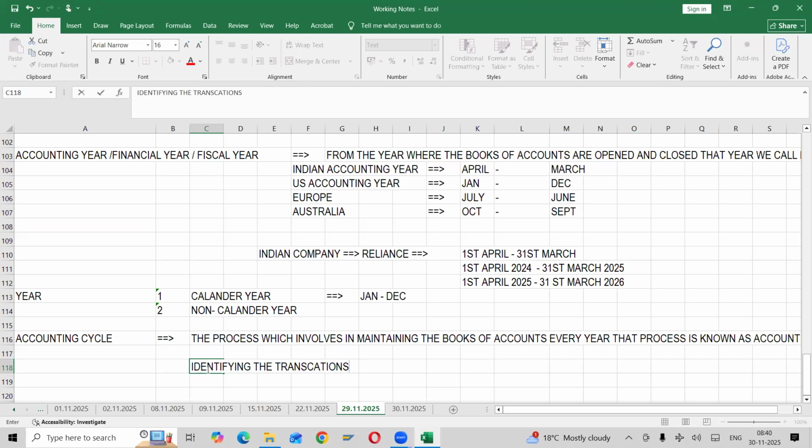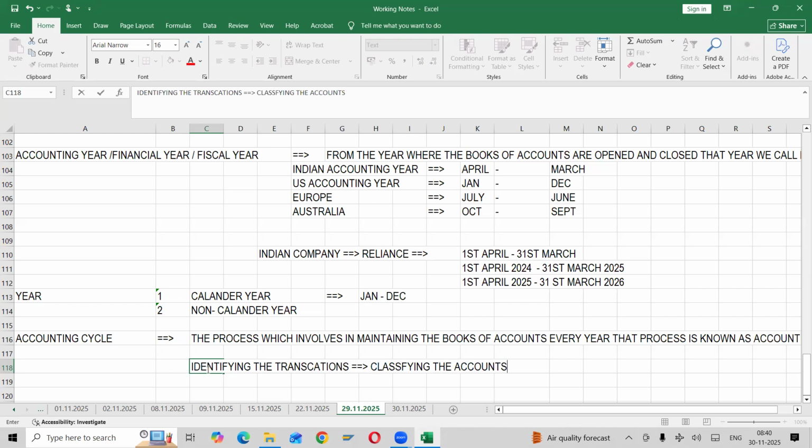After identifying the transactions, next, those transactions will be recorded in a book, serially. In accounting terminology, we call it identifying the transactions, classifying the accounts.